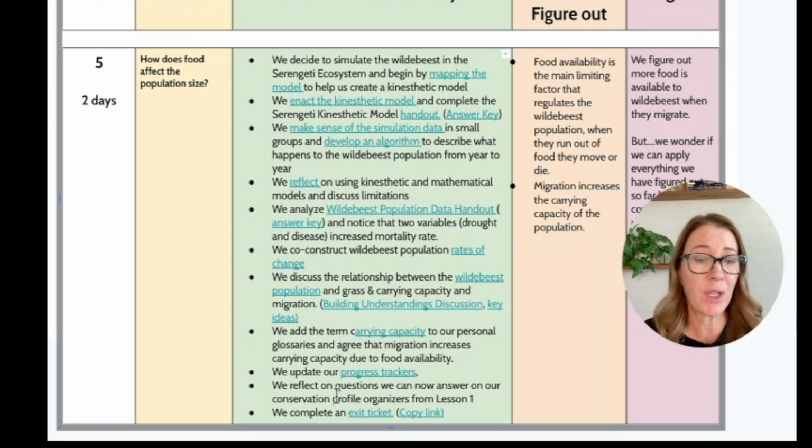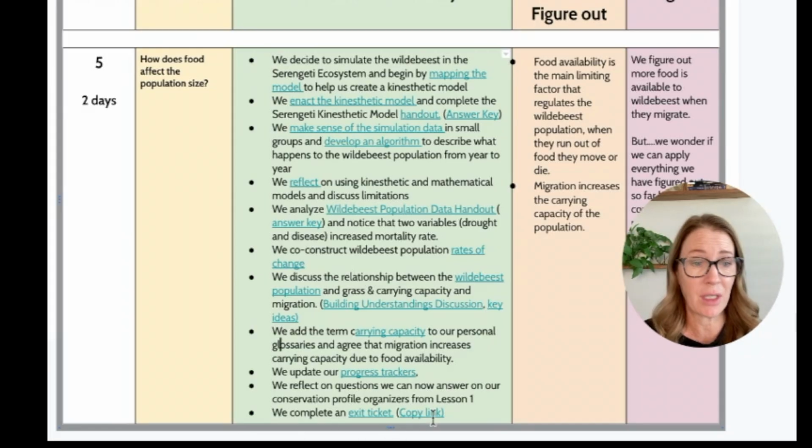So you're going to complete the progress trackers, and then there's an exit ticket. Oh, before that, they're going to look at their conservation profile organizers from lesson 1 and kind of reflect on the questions that they can now answer. I'm going to say that could be cut. You can just probably have a quick discussion. It's up to you. It's really about timing at this point, right? And then there's an exit ticket.